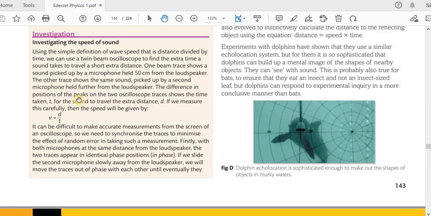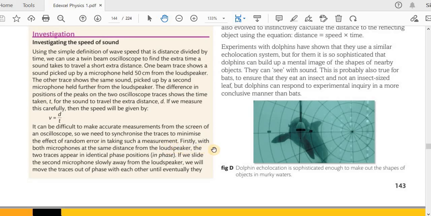The difference in the positions of peaks of the two oscilloscope traces shows the time taken, t, for the sound to travel the extra distance, d. If we measure this carefully, then the speed of sound is given by this. It can be difficult to make accurate measurements on the screen of an oscilloscope, so we need to synchronize the traces to minimize the effect of random error in taking such a measurement.